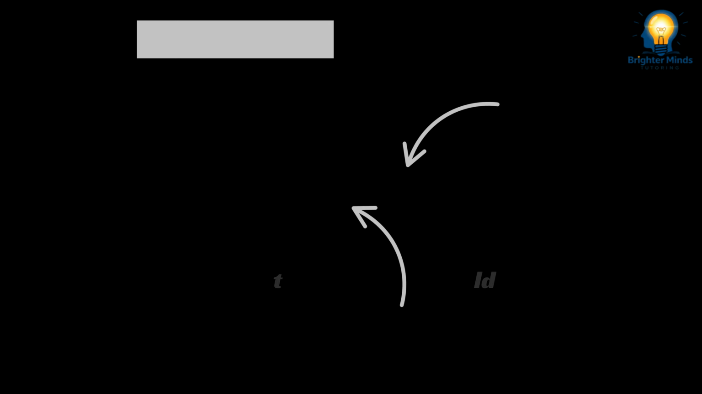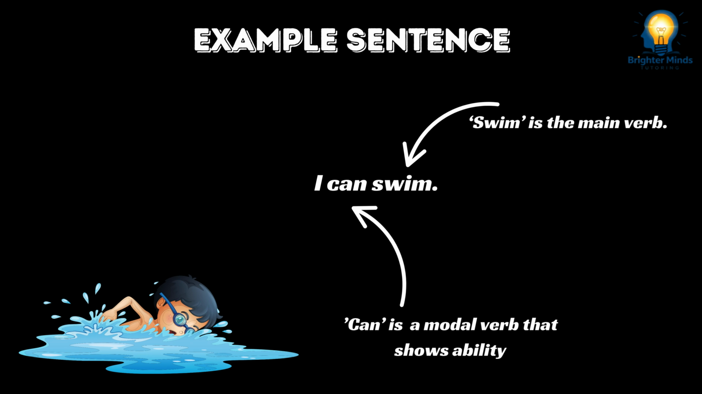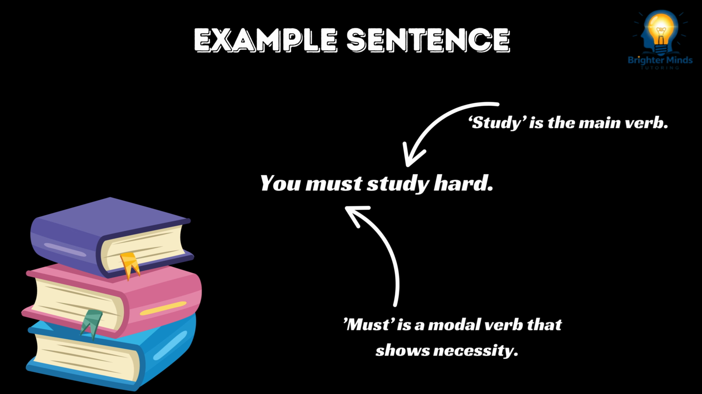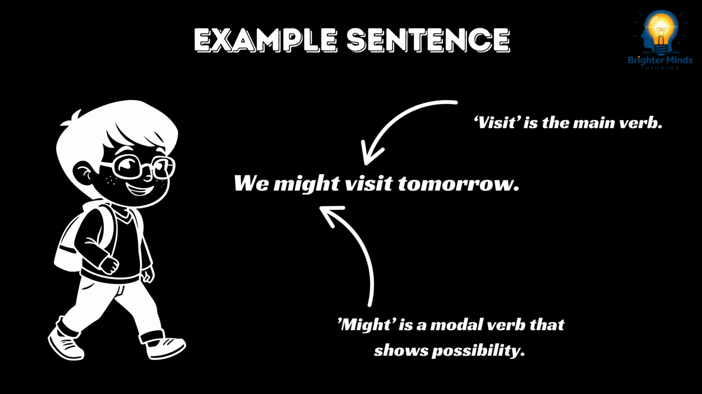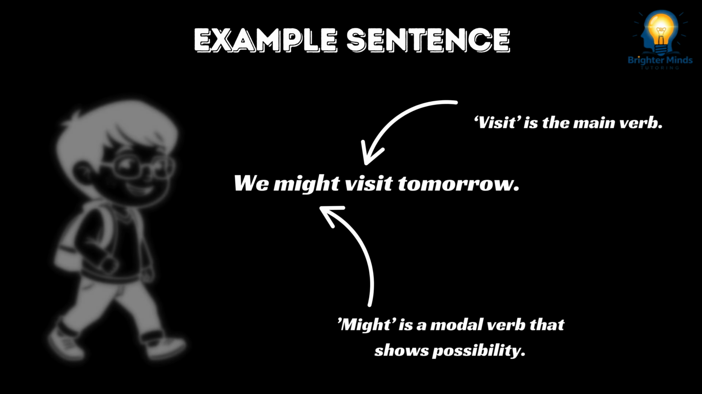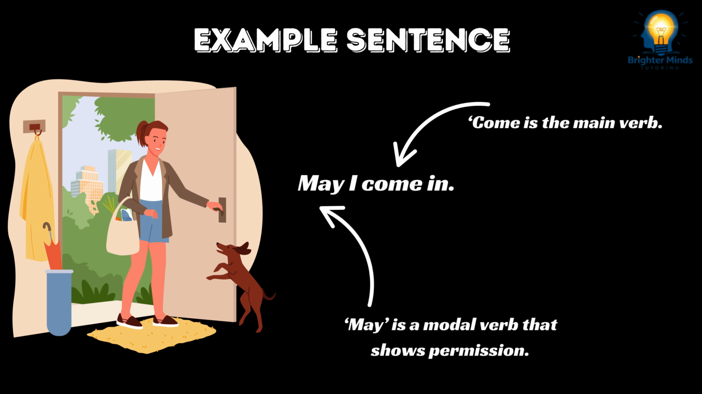For example, I can swim shows ability. You must study hard shows necessity or obligation. We might visit tomorrow shows a possibility. And may I come in asks for permission.